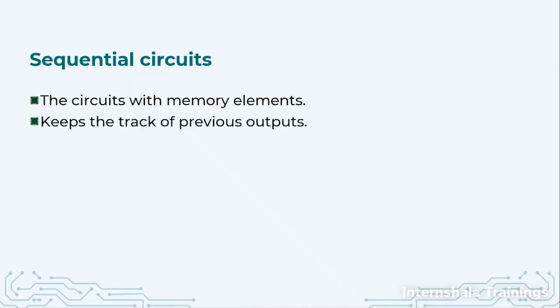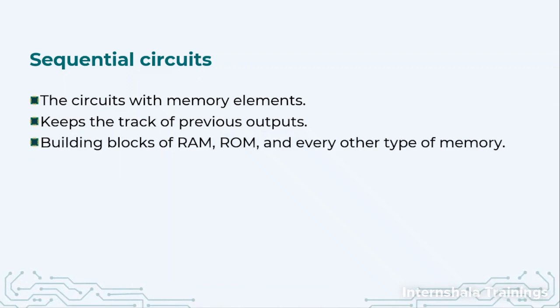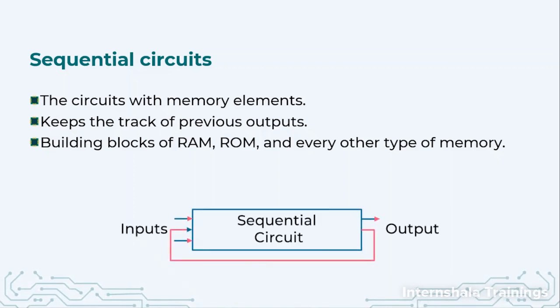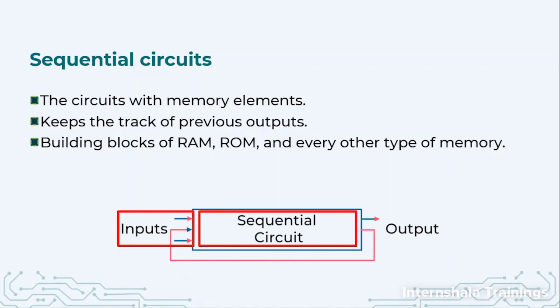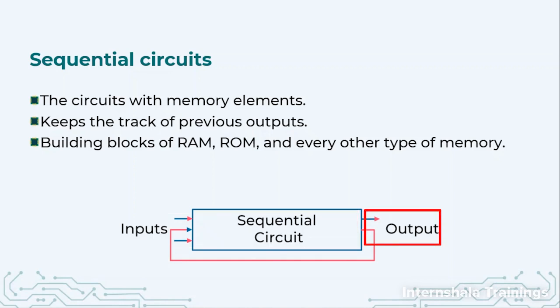Coming to the sequential circuits, these are the ones which have memory elements. They will keep track of previous output values. They are the building blocks for memory elements like random access memory, RAM, read-only memory, ROM, and any other memory that we have. So let us have a look at the block diagram. I have inputs, I have a sequential circuit, and I generate the output. But a part of the output is taken back to the input. Now what is the purpose of it? Let us understand with one example.